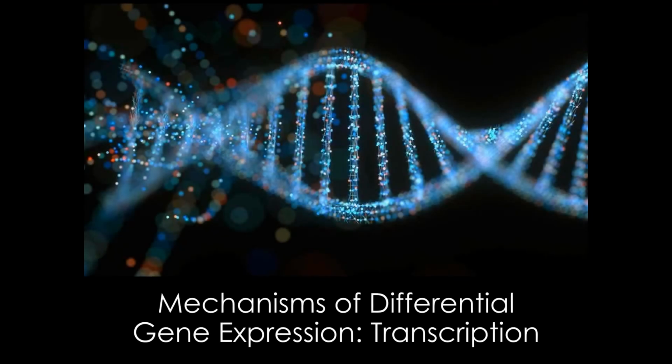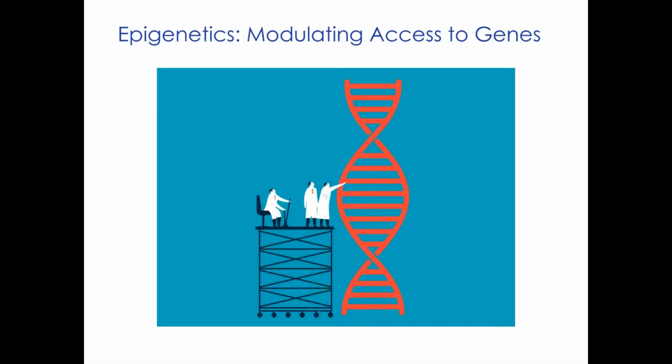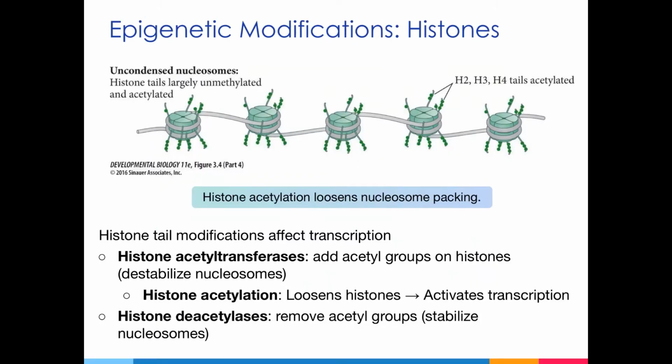There are different ways in which cells regulate gene expression at the level of transcription. In order for transcription to actually occur, the genes need to be first accessible to the RNA polymerase. So cells can regulate gene expression by controlling access to genes. One way to control access to genes is simply by changing the structure of chromatin, and that's accomplished by modifying the amino acids on the tails of the histones.